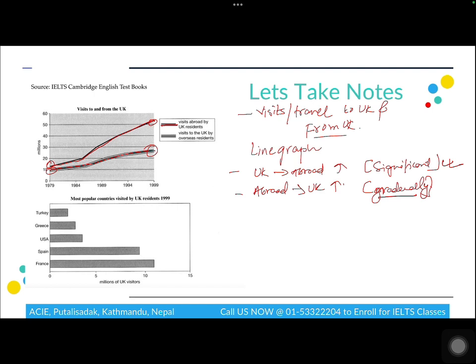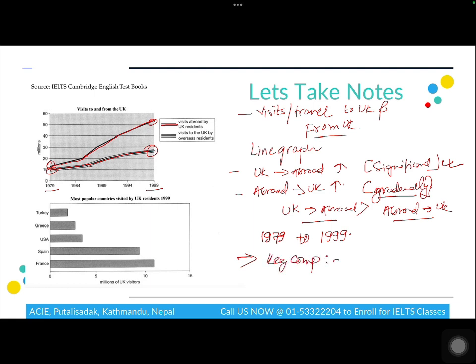Now obviously you can also talk about greater and lesser, because there are only two data. We know that throughout the time period, people who went from UK to abroad is higher than tourists coming to UK, right? So this number is higher than this throughout the time period, which is of 20 years, right? So the time period is from 1979 to 1999. The major key components in this figure are really these two parts, right? So these are the two major components along with the time period.